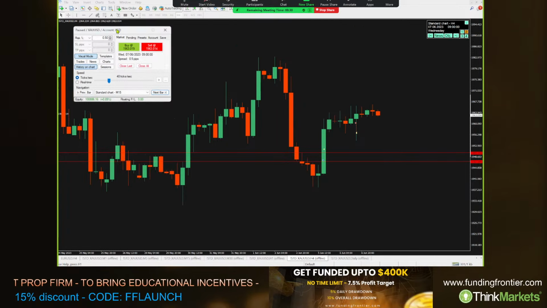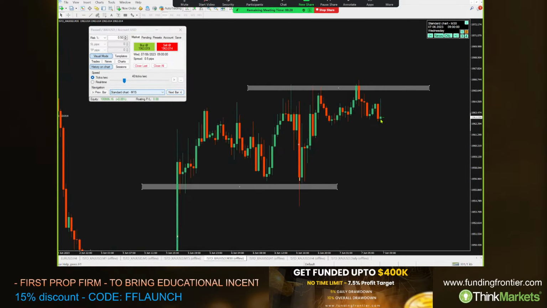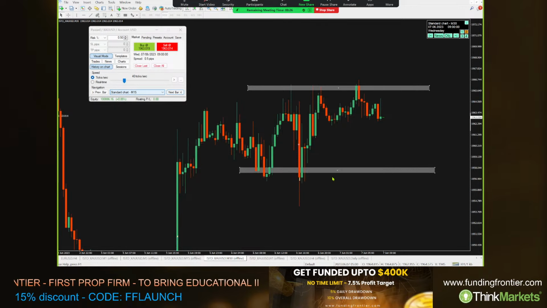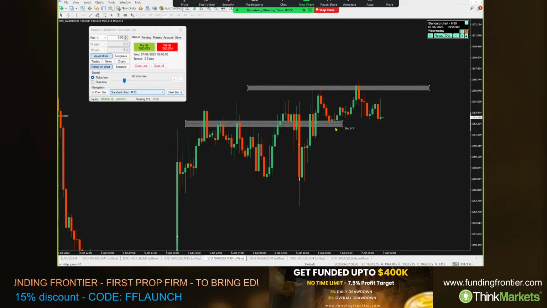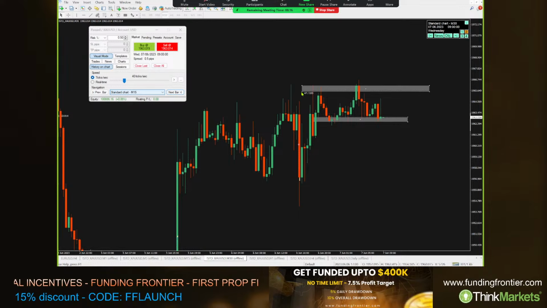So once again, 30-minute time frame, same stuff, range. But right now, the range is a little small, right here. So what we can see at this point, that's the range, and we're gonna wait for a break or close outside.